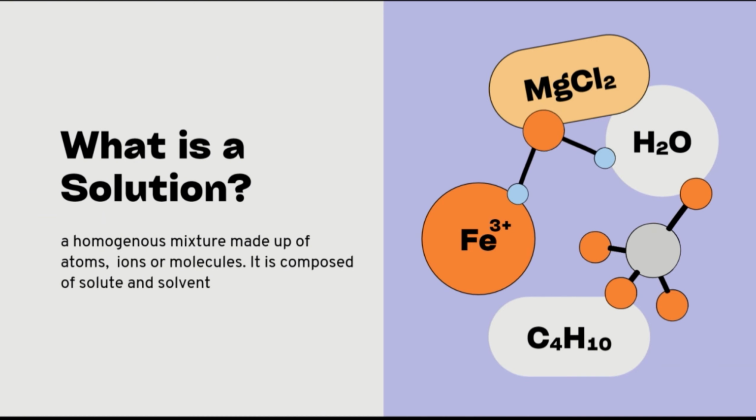Now, what is a solution? By definition, it is a homogeneous mixture made up of atoms, ions, or molecules, and is composed of solute and solvent. One common example of this is the salt solution, which is a combination of a salt as the solute and water as the universal solvent.